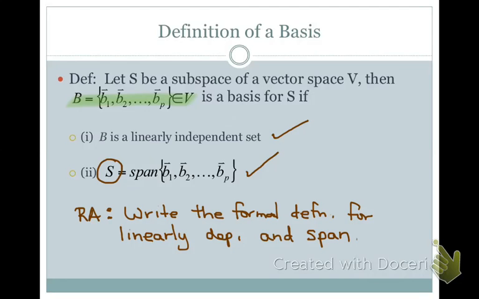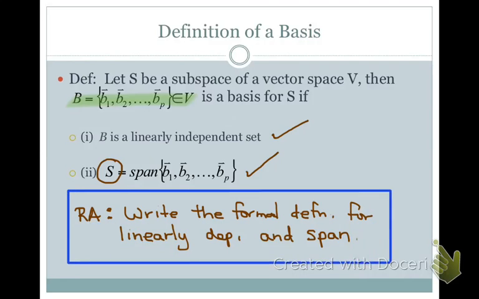As part of your reading assignment, I would like for you to write the formal definition for what it means for a set of vectors to be linearly dependent and what it means for a set of vectors to span.